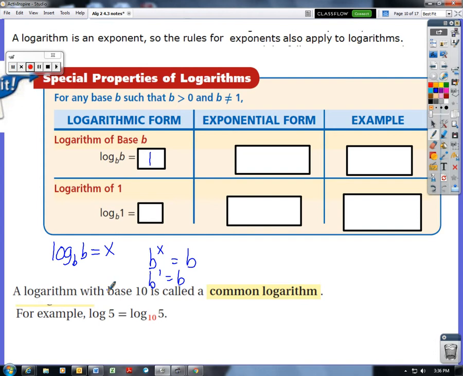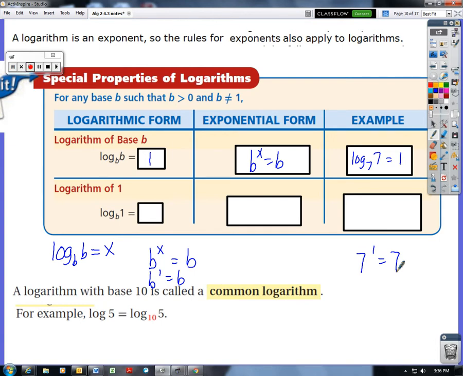Over here we've got exponential form, so that's what I just wrote: b to the x equals b. And an example would be log base 7 of 7 is 1. Because if you rewrote that as an exponential, 7 to the 1 is 7.